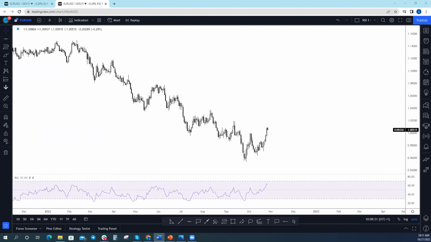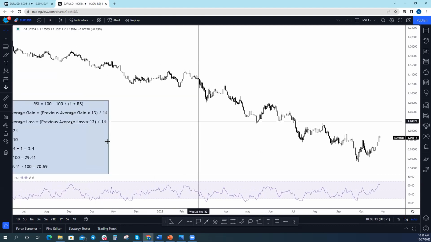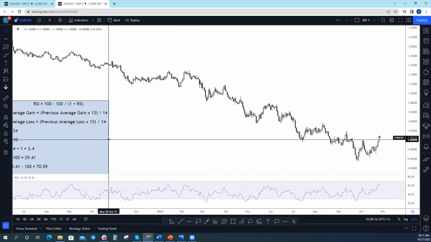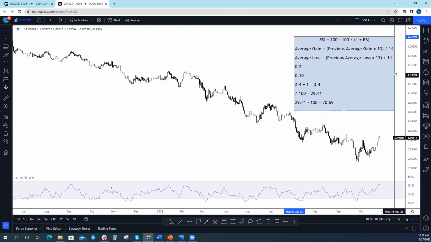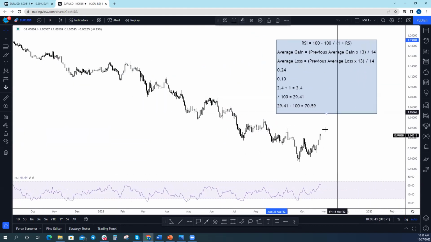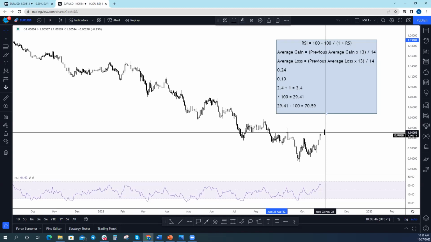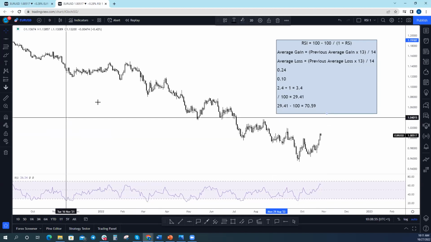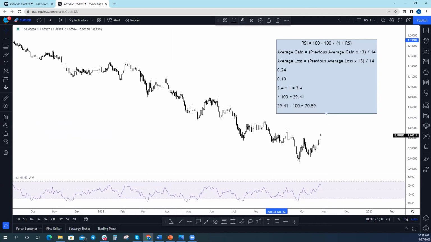All right, so in terms of the calculation, I've prepared this small box here. I do believe it's actually quite important to understand the indicator's formula to really understand how the signals are being given. Although it's not necessary, I do believe it is very, very helpful. So the calculation presents a number between 0 and 100.